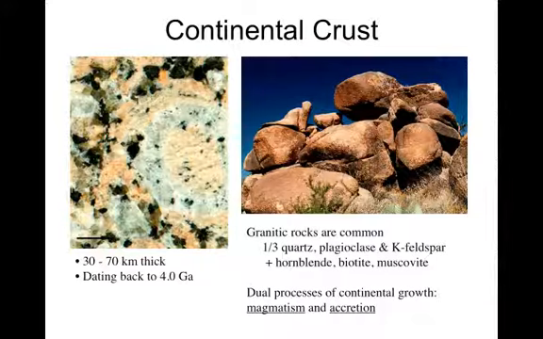And the continental crust is derived from the magmatism that is taking place at subduction zones and accretion of other continental or volcanic arcs onto the edge of the continents.